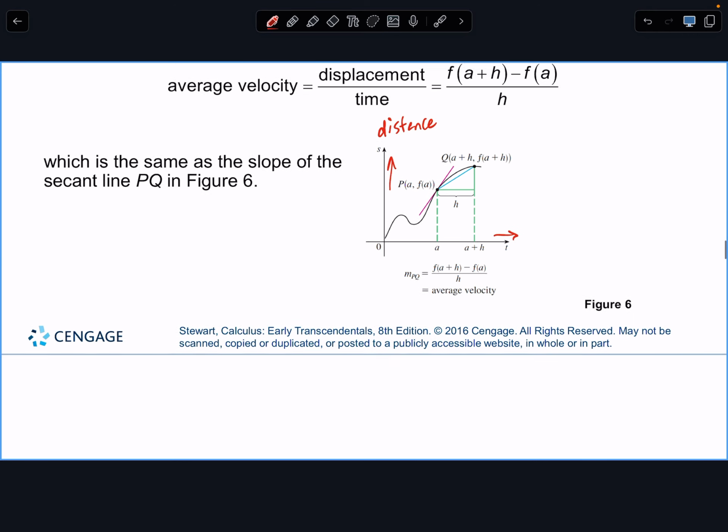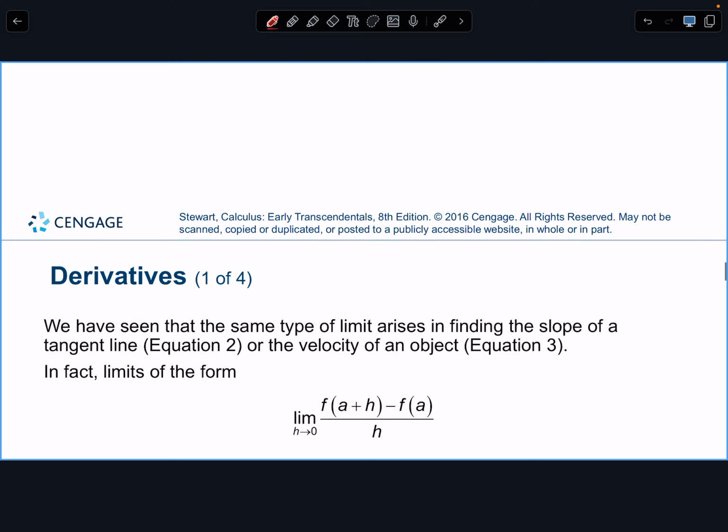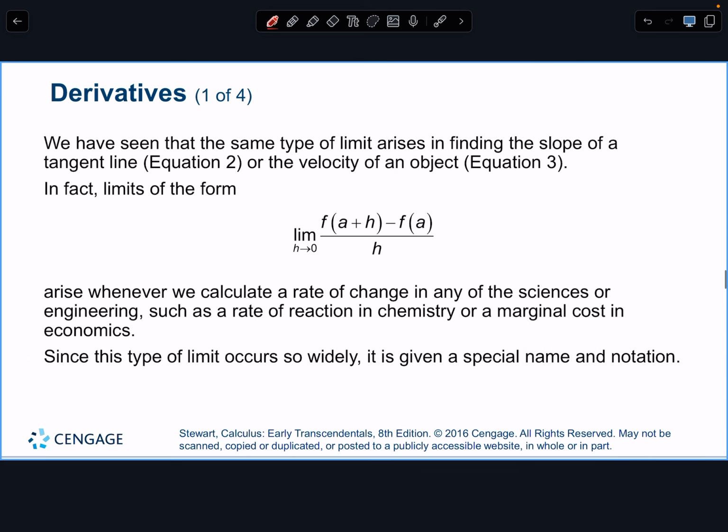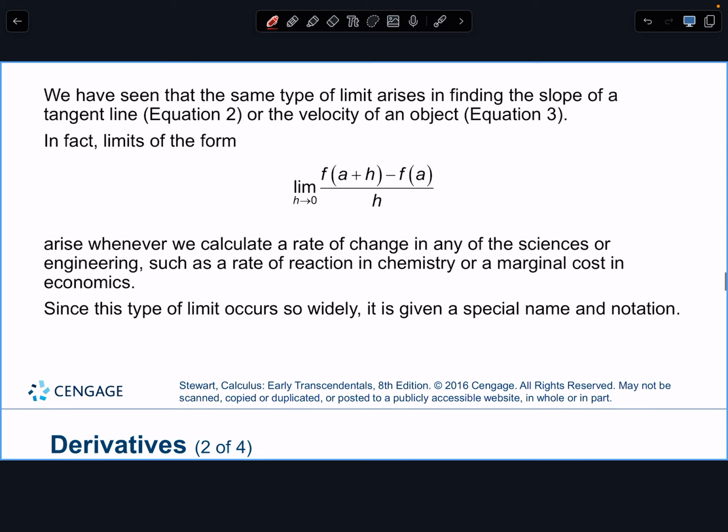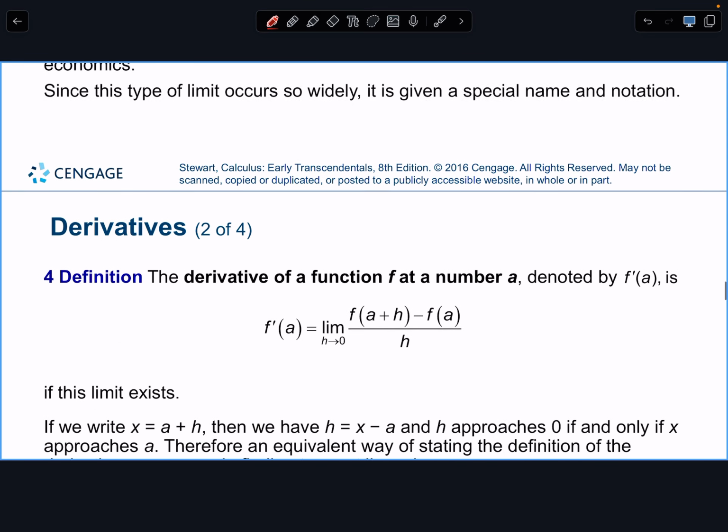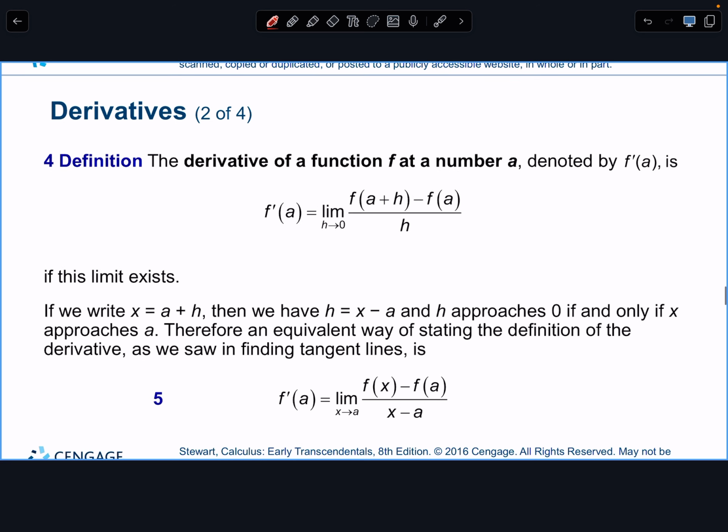And now they name it. They say, we have this slope of a tangent line, this change in distance over time. We see these things happening all the time. Things are changing. It could be a change in a lot of things, really, a change in a population, a change in a cost. This happens so often that we give it a name, called a derivative. This is the derivative of a function at a number a. So we're talking about the derivative of a function at a certain point. That's what we do in this section, 2.7.